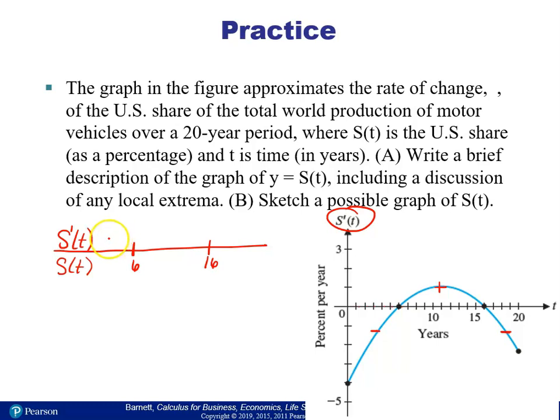So we have negative, positive, negative. So it's decreasing, increasing, and then decreasing. And it's not unusual for different quantities to decrease at first before you start making a profit and things of that nature. So you can see that we actually have a minimum here at 6 and a maximum at 16. S of T is the U.S. share as a percentage of the total world production of motor vehicles over a 20-year period. So basically, the U.S. share peaked at about the 16th year in this 20-year period.